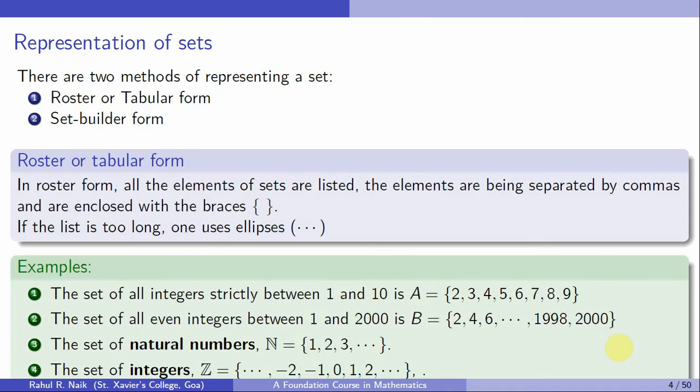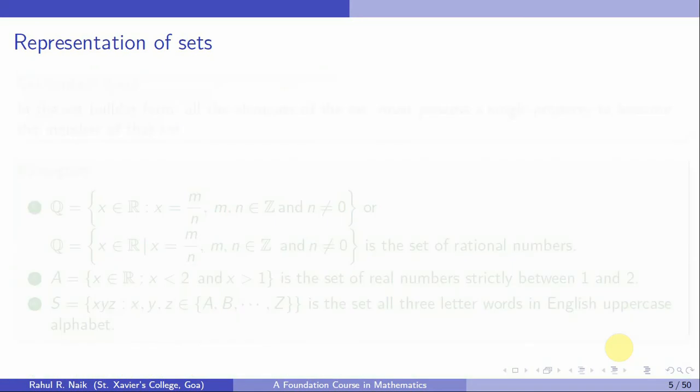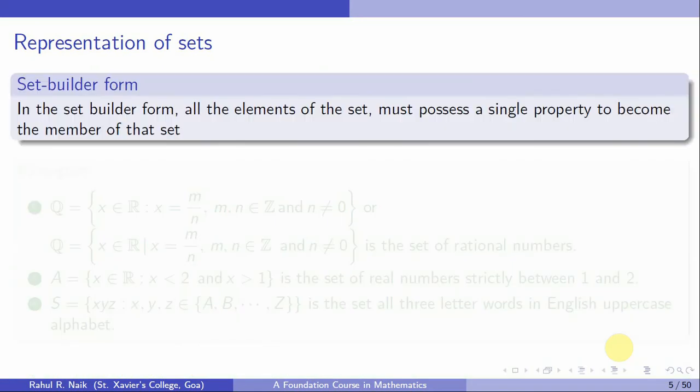Okay, but not all sets can be represented in the roster or the tabular form. So we have something called the set builder form. In set builder form, all the elements of the set must possess a single property to become a member of that set.